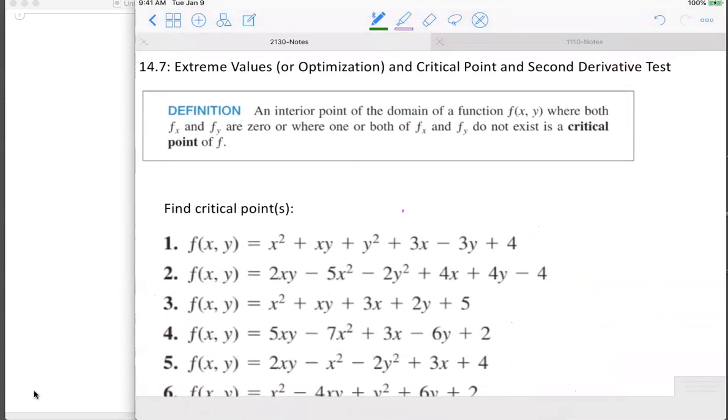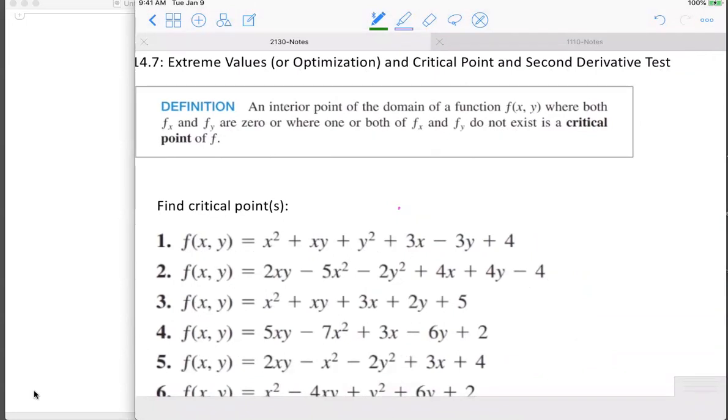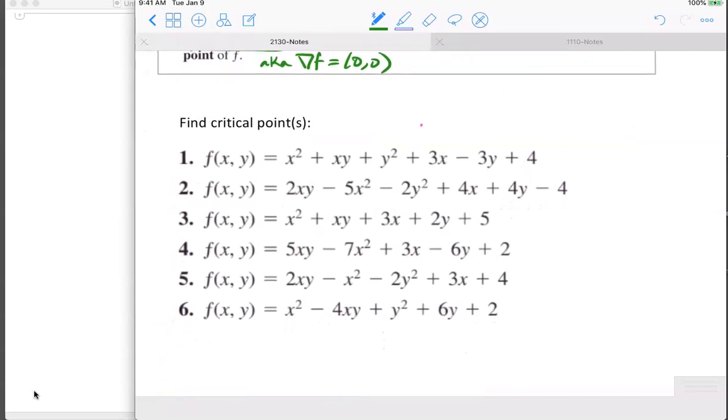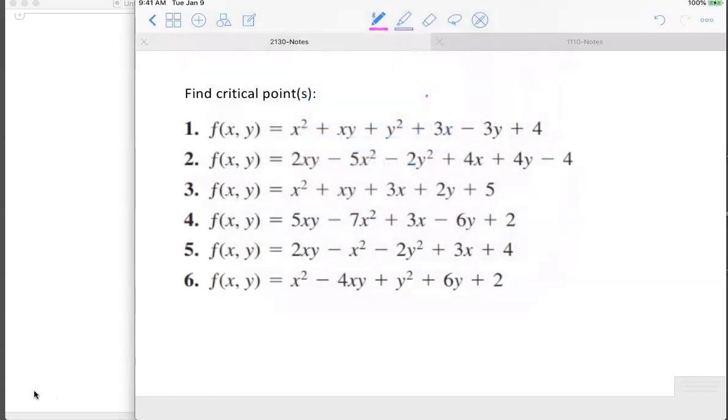Here is the definition of a critical point. It says an interior point of a domain. This is just a region where the function is defined. Let's look on the inside of that region. And a critical value is where both the partial derivatives are 0, aka the gradient of the function is equal to the 0 vector, and/or where the partial derivatives do not exist. That's a critical point. So let's look at an example and see what can happen here.